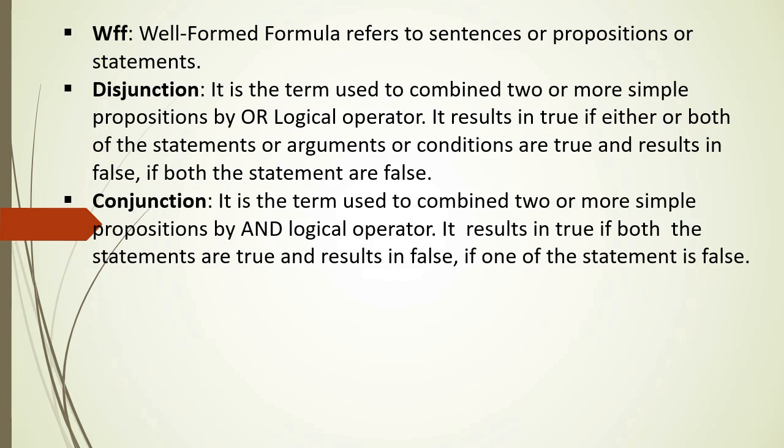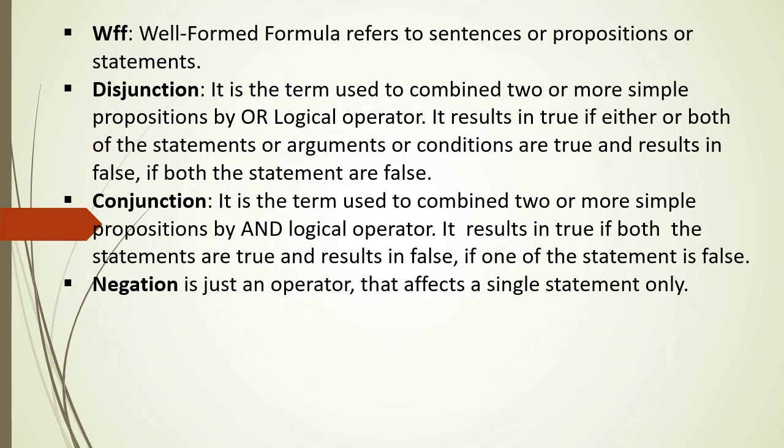Conjunction is another term used to combine two or more simple propositions by a logical operator. In this logical operation, the result is true if both the statements are true. If one of the statements is false, the result will be false. Now, negation is just an operator that affects a single statement only, and the double negation of an entity is equal to the entity itself.